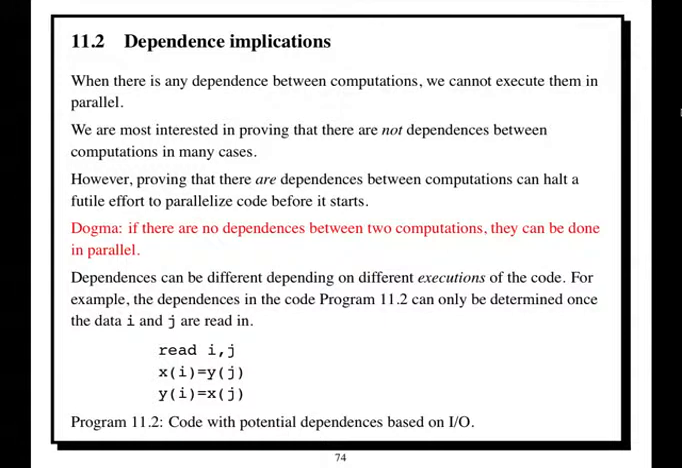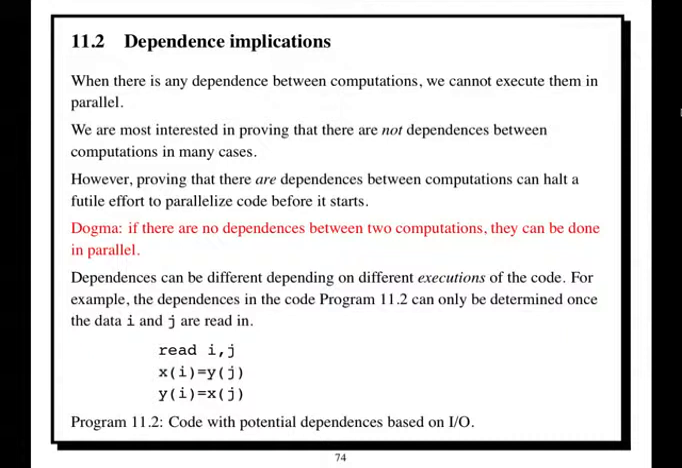The dogma is that if there are no dependencies between computations, then they can be done in parallel. I used to call this a theorem, and I realized I can't prove it because there's no formalism for any real programming language to do that, so I'll just call it dogma. That's the way we believe it. If there is no dependence, you can do it in parallel. If there is a dependence, then you're pretty sure you can't do it in parallel. So that's the way we'll leave it.